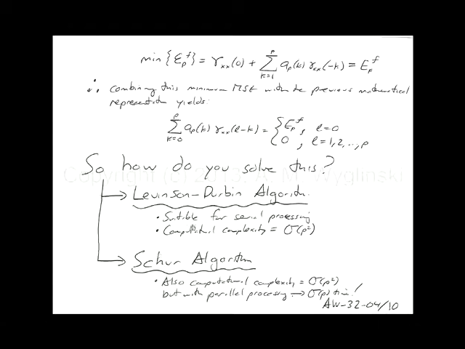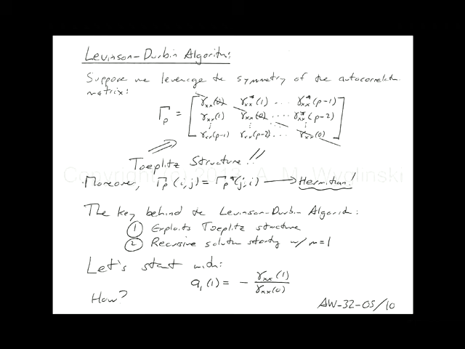So in this case, we're going to look at Levinson-Durbin. It has computational complexity of order p squared. So the larger p is, the complexity grows with it in a square relationship. So this is how Levinson-Durbin works.